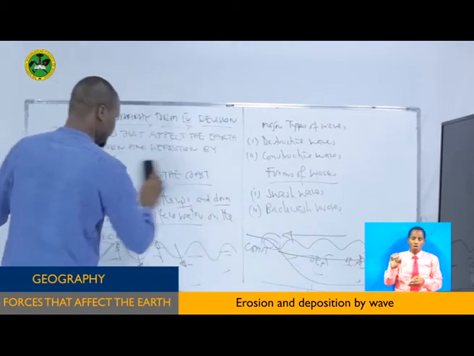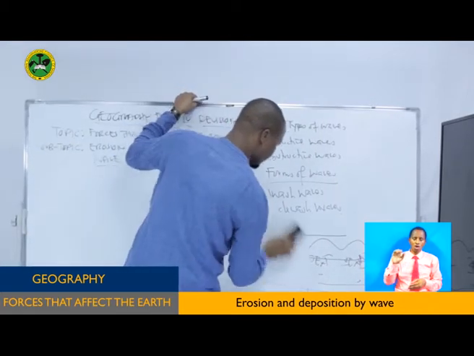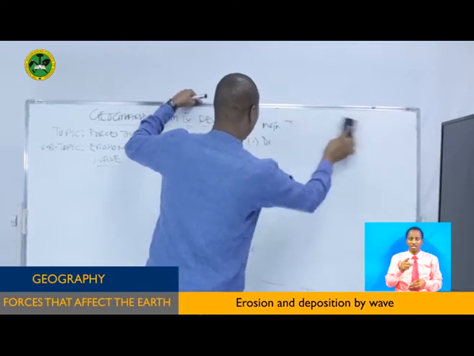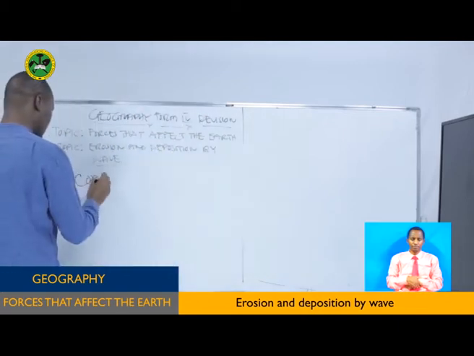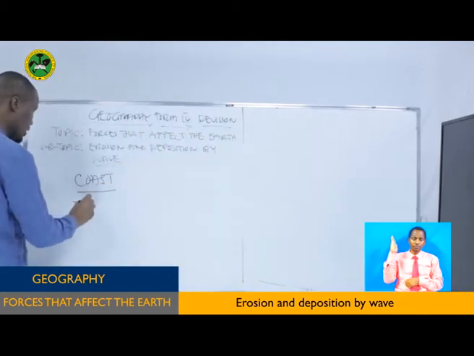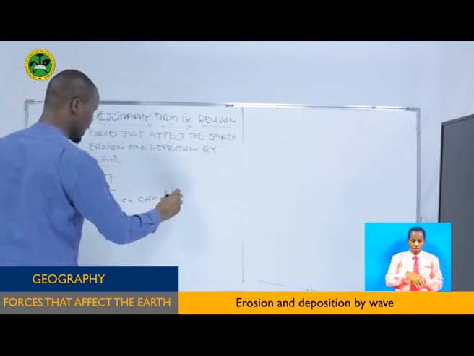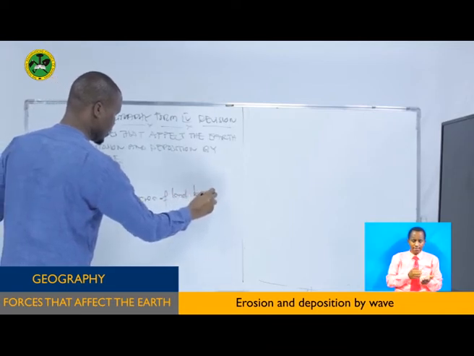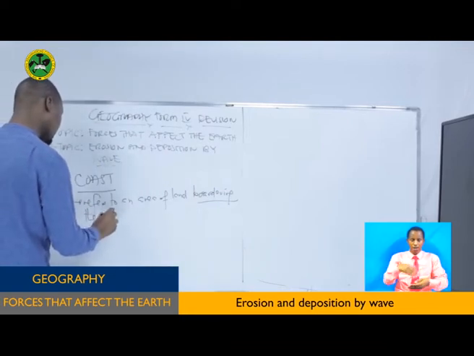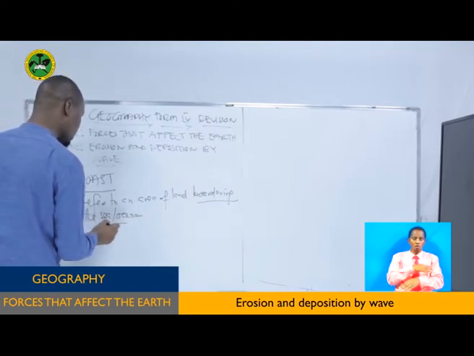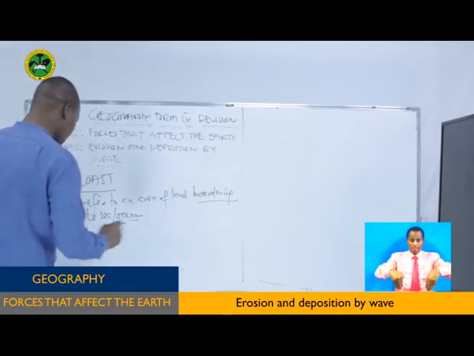What is a coast? Listen to me very carefully. What is a coast? Coast, we say, refers to an area of land bordering the sea or ocean. So an area of land bordering the sea or ocean, we call it a coast. Are you with me? I'll show you.